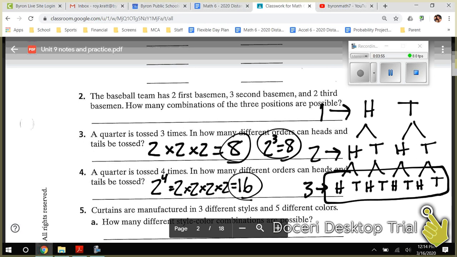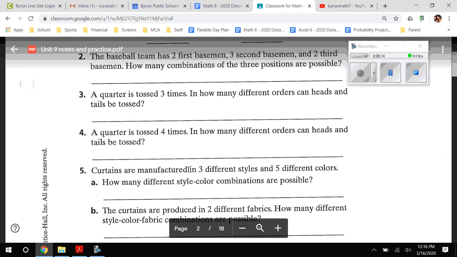Okay, so you got to just remember, we're not just taking 2 times how many times you're doing it. It's how many outcomes can happen. Every time you flip a coin, there's 2 outcomes. So that's what you have to remember, and that's what's kind of challenging about probability.